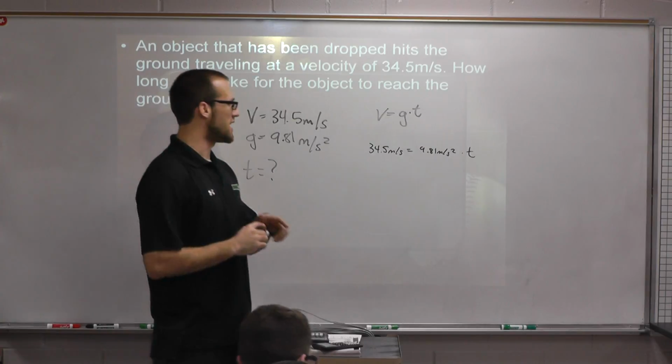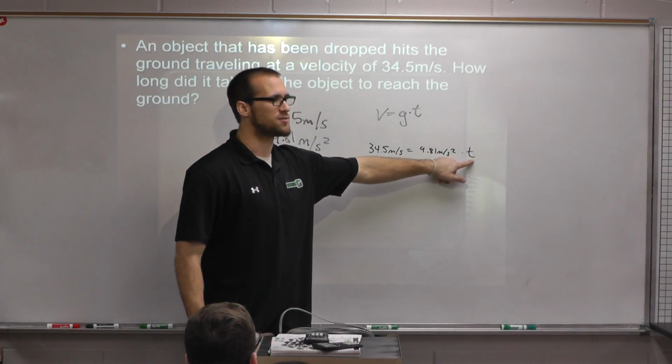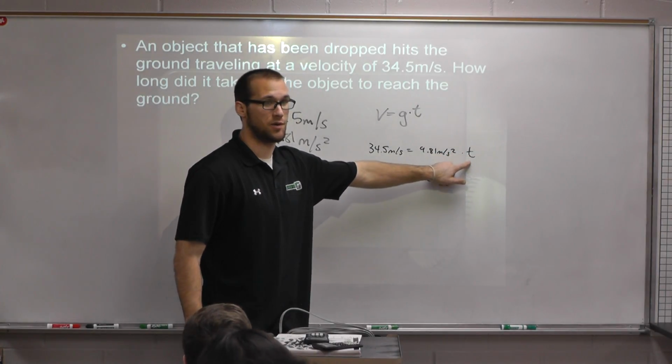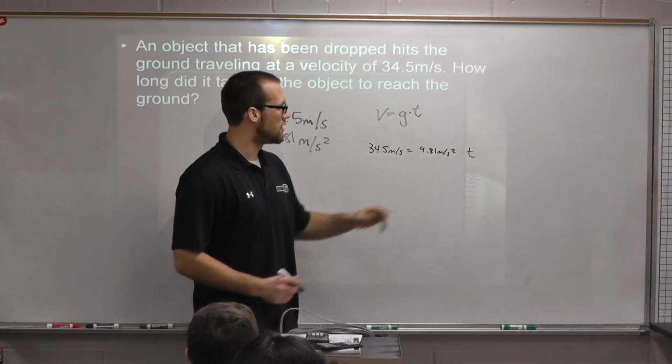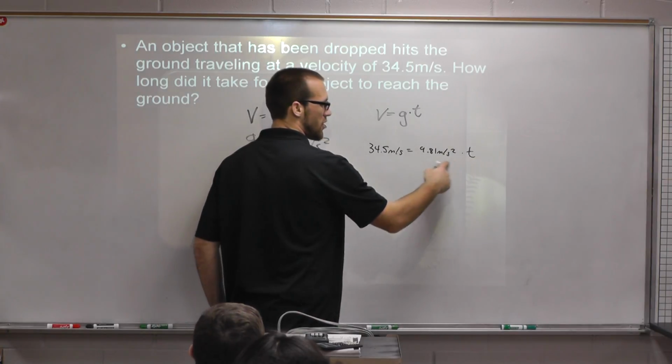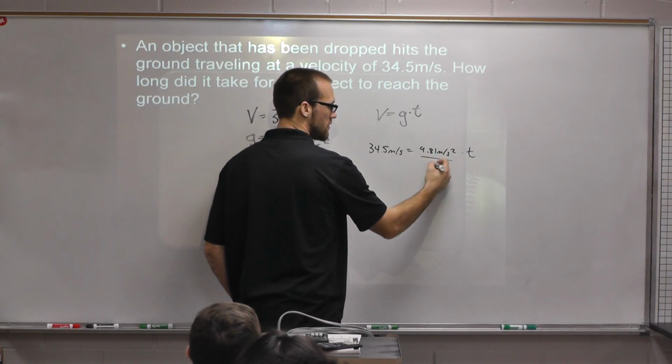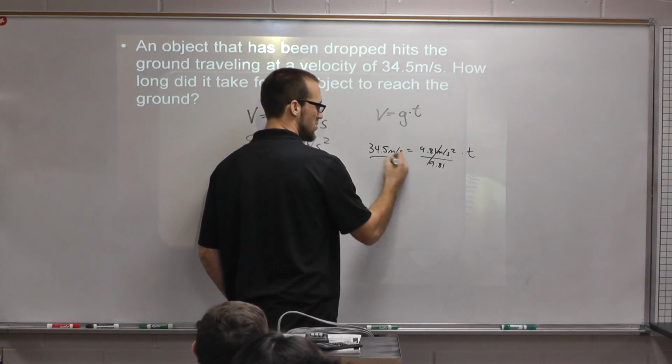Now, again, I've stated this quite a bit. You're solving for T, which means T needs to be alone. Which means I've got to get rid of this. Okay? How do I get rid of this if I'm currently multiplying? I will cancel and do it over here.